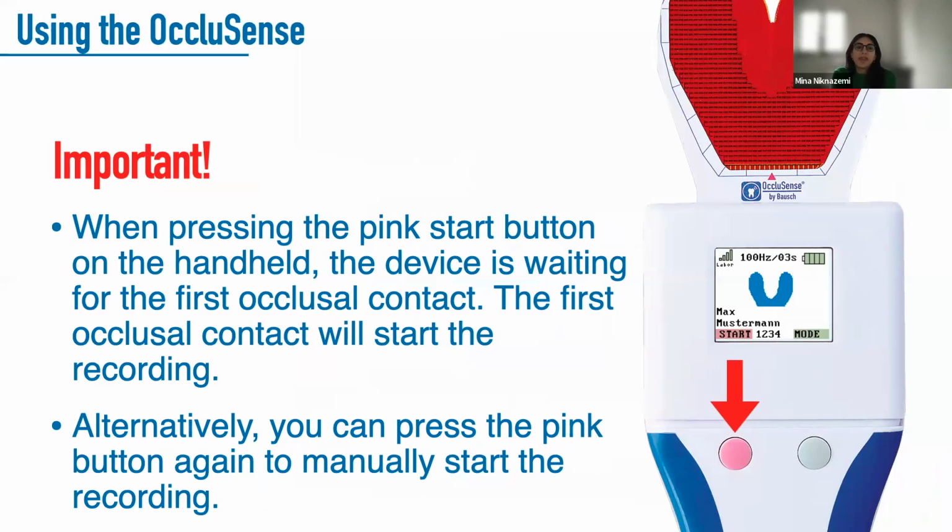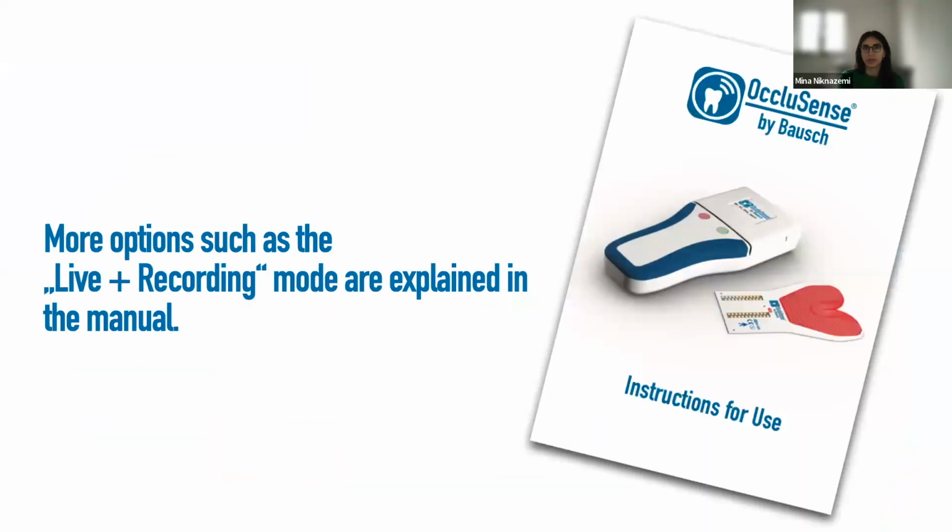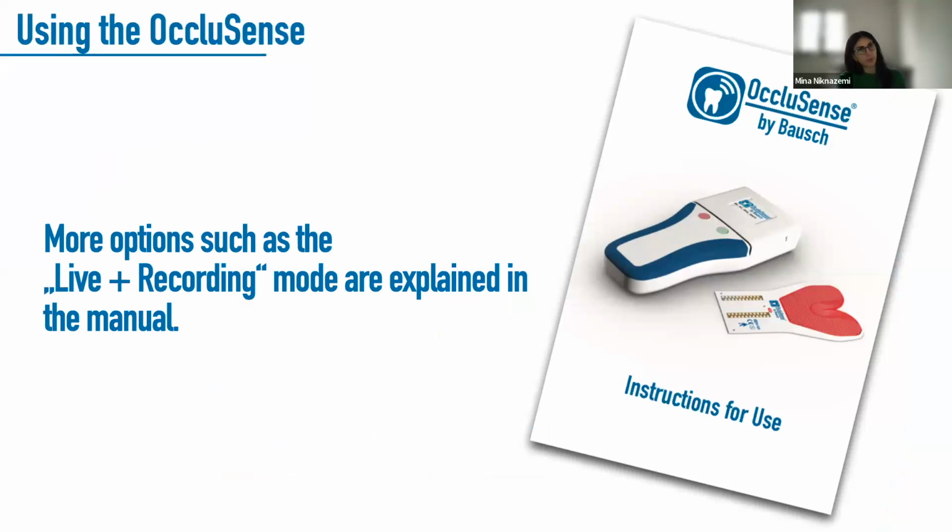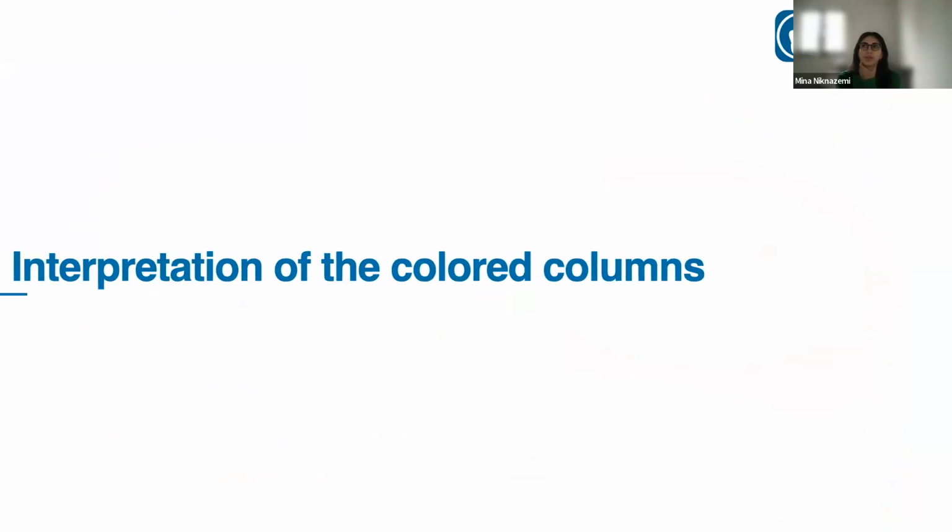You should also be aware that the recording will start automatically as soon as the sensor detects a pressure change. So it's not as soon as you press the button, but the pressure change will indicate for the recording to start. Alternatively, if you press the pink button again, then you can start manually recording. And for more options such as live and recording, you can read it up in our instructions for use manual, which I would recommend to have a read through before using the OccluSense handheld.